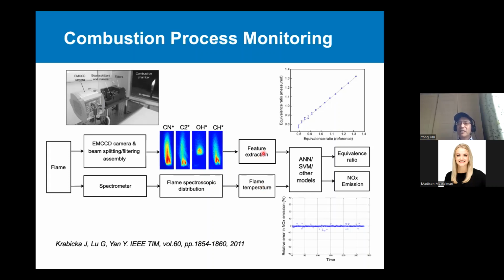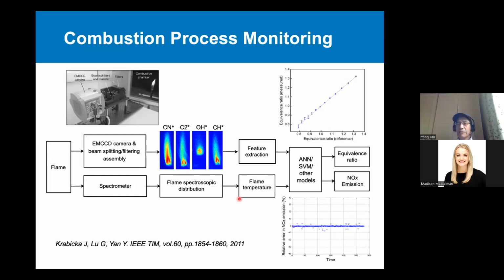Again, we extract all the features, then we feed such features into data-driven models. So we are able to predict the so-called equivalence ratio. This is an important indicator of combustion quality. You can see it's quite good at predicting here. In the meantime, we can even predict NOx, how much NOx is emitted from this combustion process. Again, this is surprisingly good, with very, very basic data-driven models.